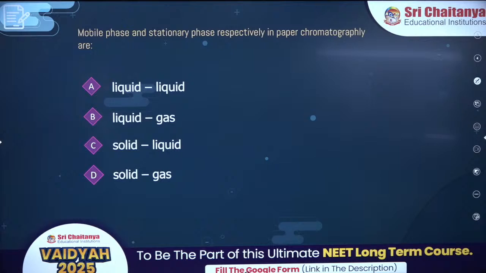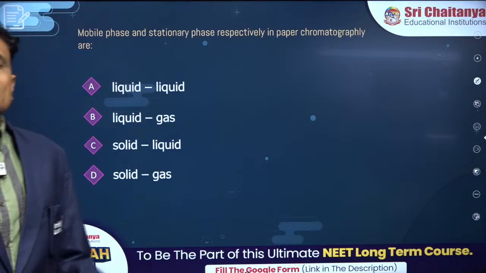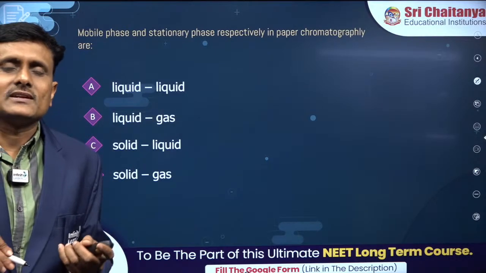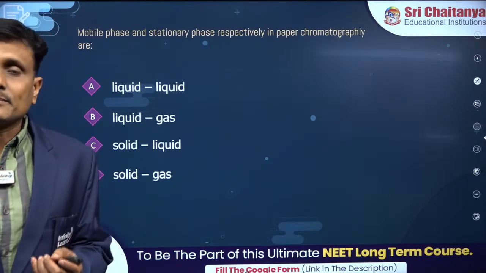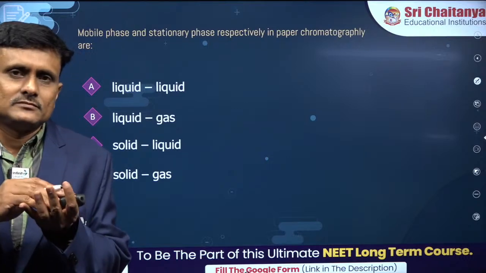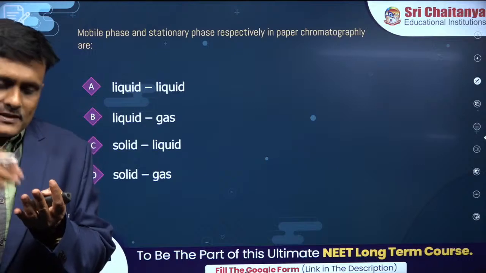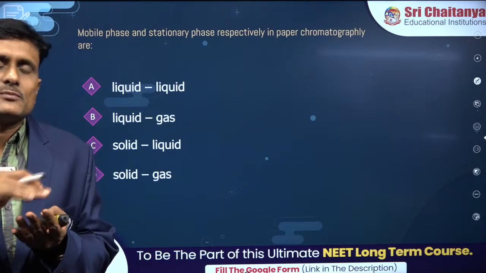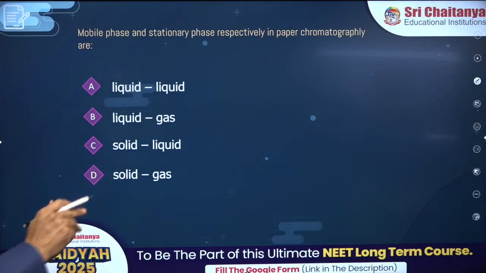Mobile phase and stationary phase respectively in paper chromatography. Mobile and this thing both are liquids. That means how it goes, I'll tell you. Listen, the mixture which needs to be qualitatively separated is taken in a solution, dissolved in a solvent. So your substances are present in the liquid phase, the mobile phase. Then a paper is immersed and the whole thing is kept in another solvent in which the polarity parameter is judged. So both are liquids should be the right answer.